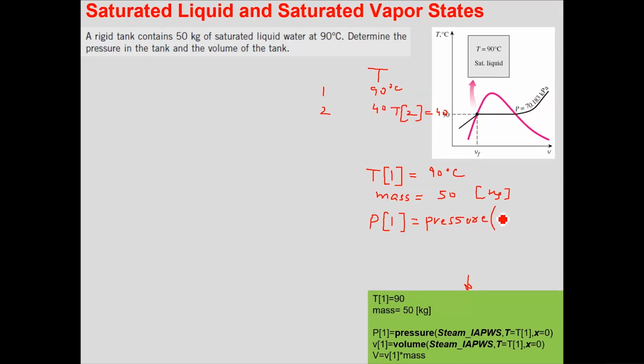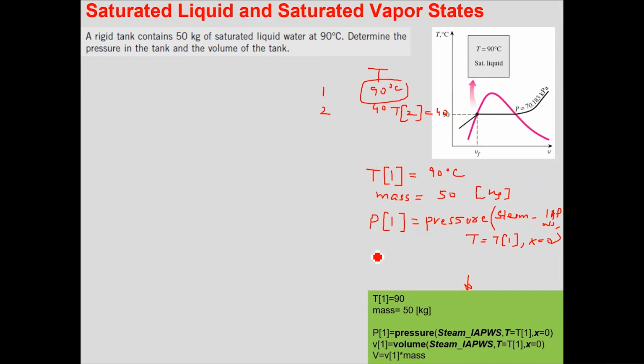Since we are talking about water, I'll specify steam underscore IAPWS. So you have to use steam tables or the water tables to find out pressure. And how would you find out pressure? I have to specify two properties. One property I'm specifying is temperature. T equals the value stored in the table, T[1]. So T = T[1]. And the second value I'm saying is X = 0 because I'm talking about saturated liquid.